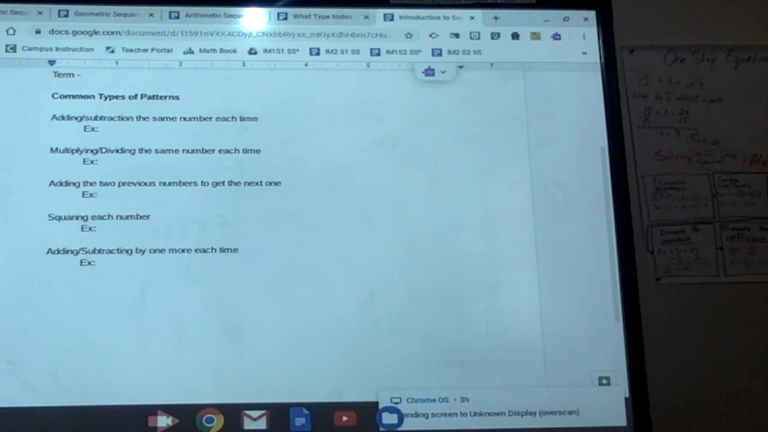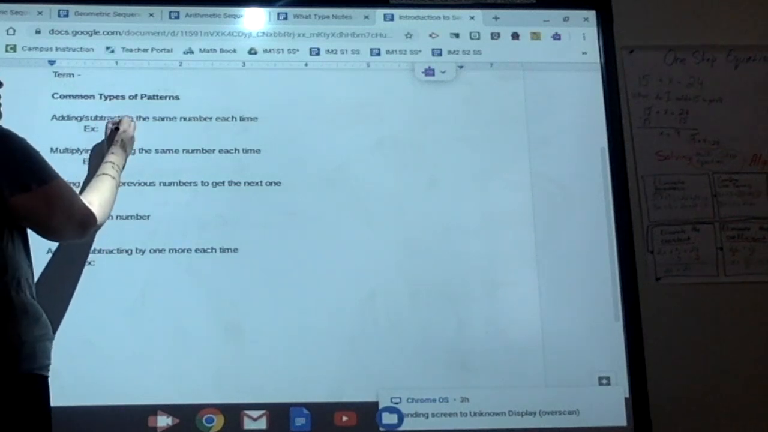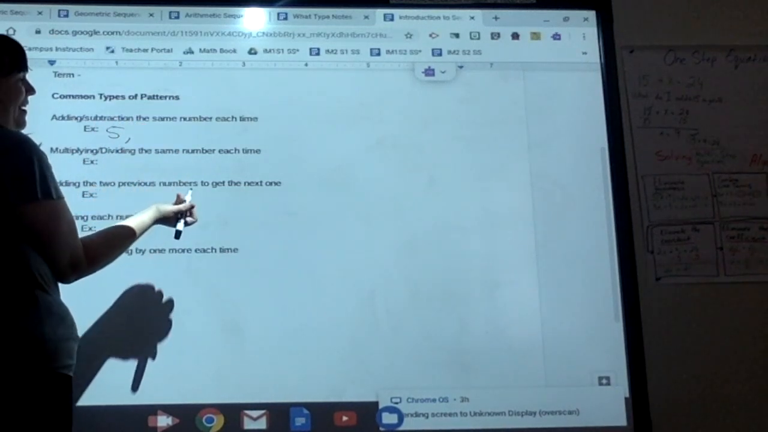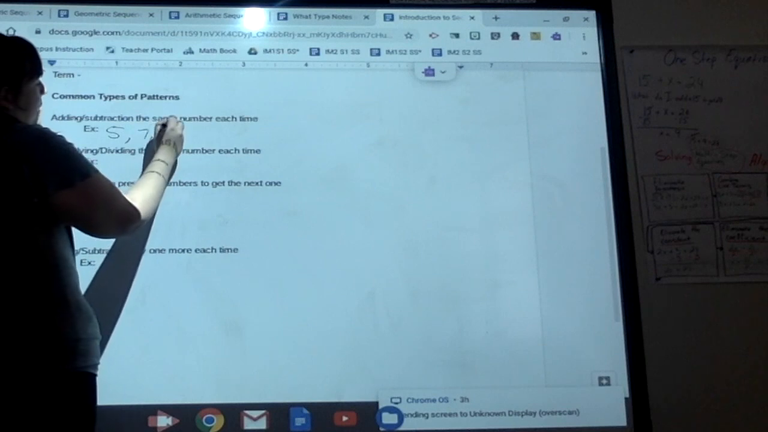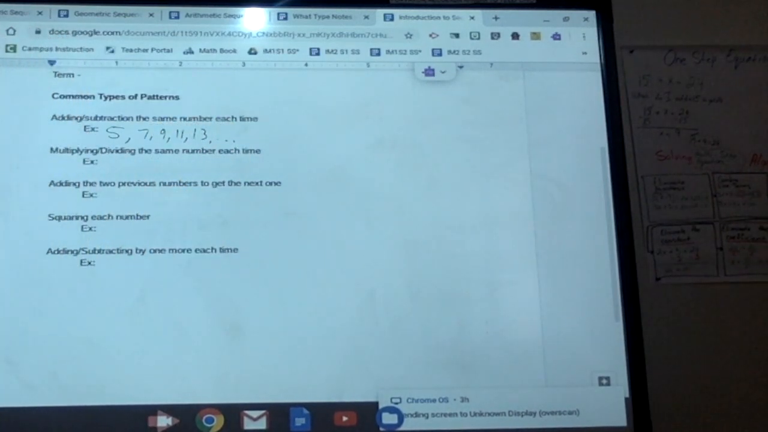So, one very common type of pattern is if you end up adding or subtracting the same number each time. So let's say I start with 5, and then each time I'm going to add 2. So let's say 7, 9, 11, 13, and so on. So this is a pattern where, in this case, I'm adding 2 each time.